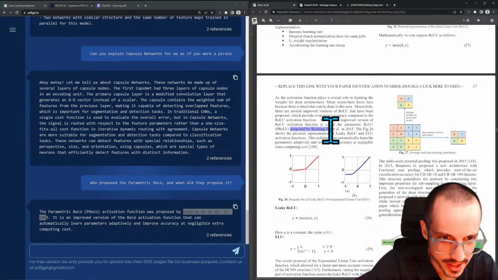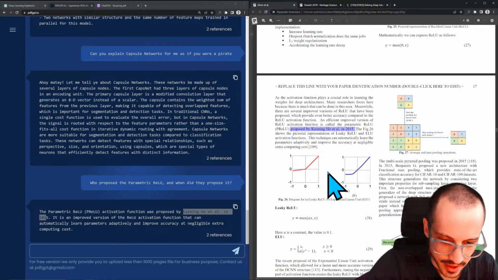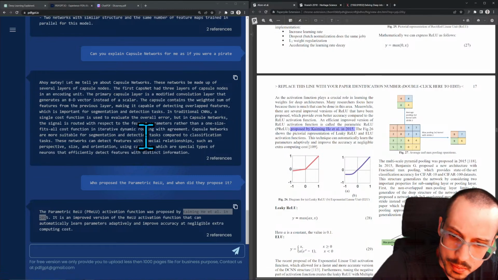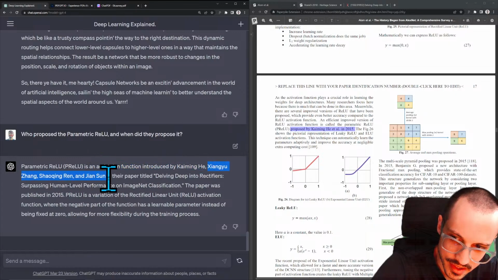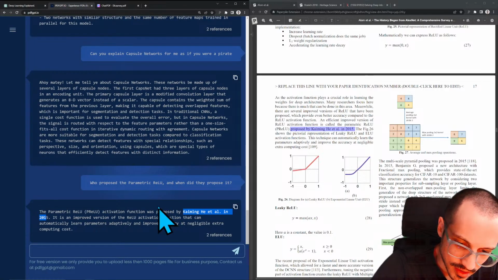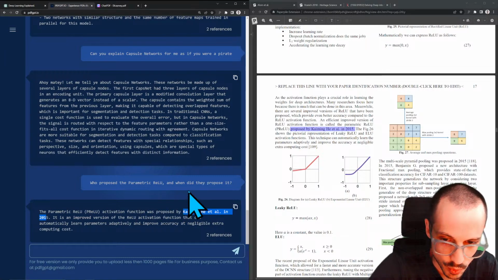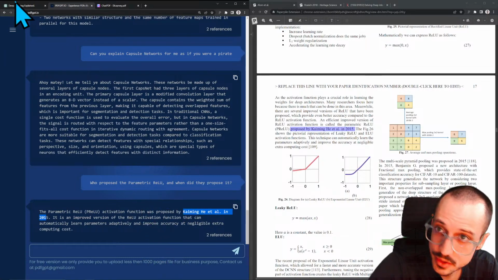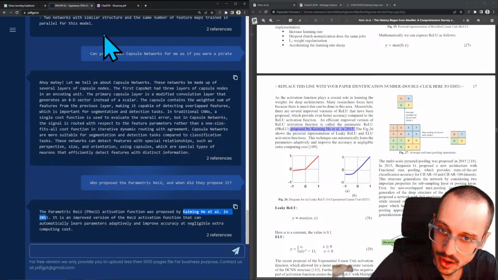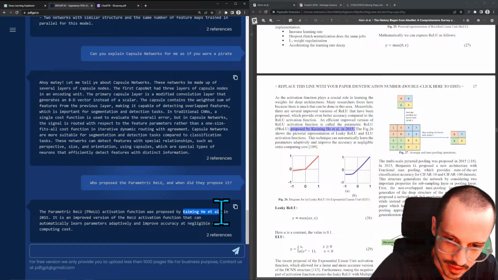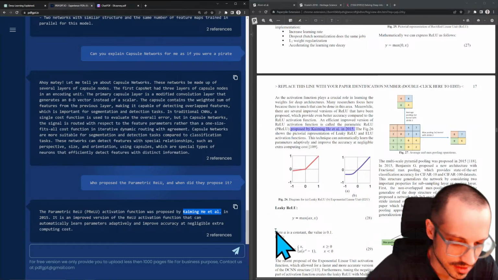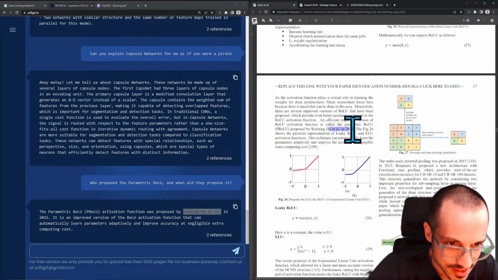Here you go. Proposed by Kaiming He et al. in 2015. So this is one of those situations where PDF-GPT is GPT-4, right? So GPT-4 knows the rest of the people on this paper. But when you ask it this question, it's kind of overriding whatever its answer would be normally with the answer in the paper. So even though it knows who the other people in the paper are, it gives you Kaiming He et al., which means just Kaiming He and students, or whatever, because that's the way it's said in this paper.